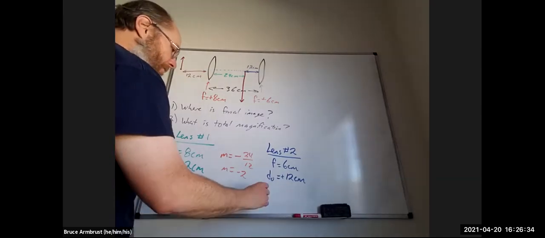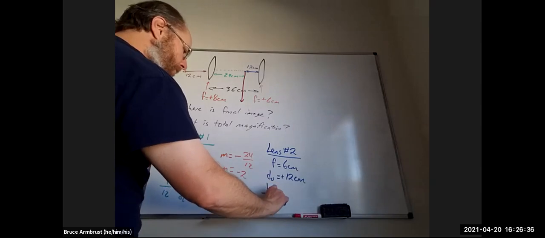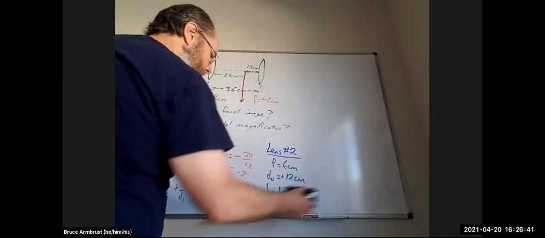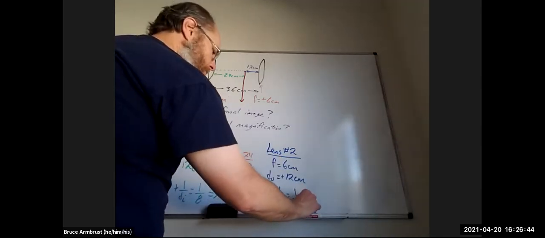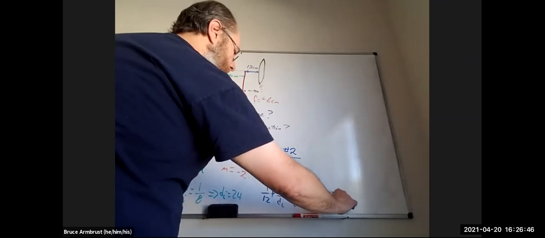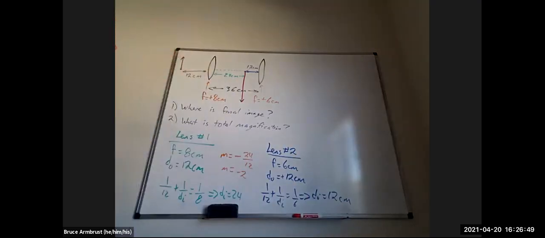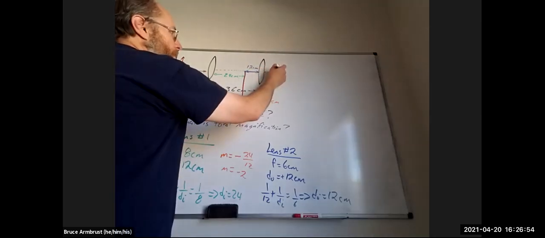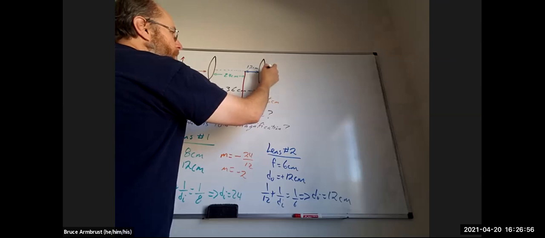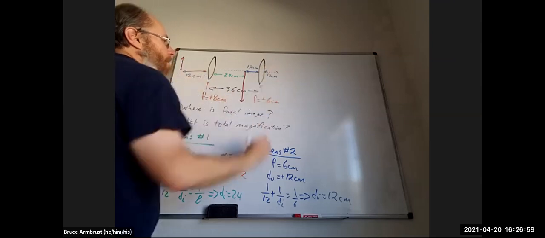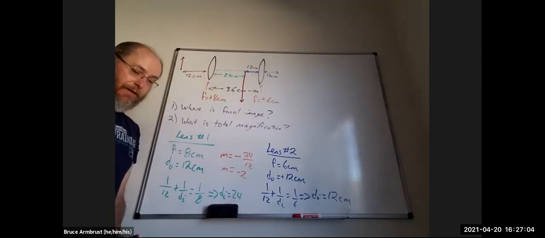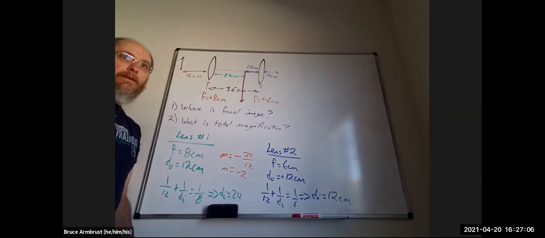All right, well, if we do this using the formula, we're going to get 1 over 12 plus 1 over DI equals 1 over 6. And that's going to give us DI equals 12. So that means that the image is going to show up here, 12 centimeters on the other side of the lens. And it's going to be a real image.